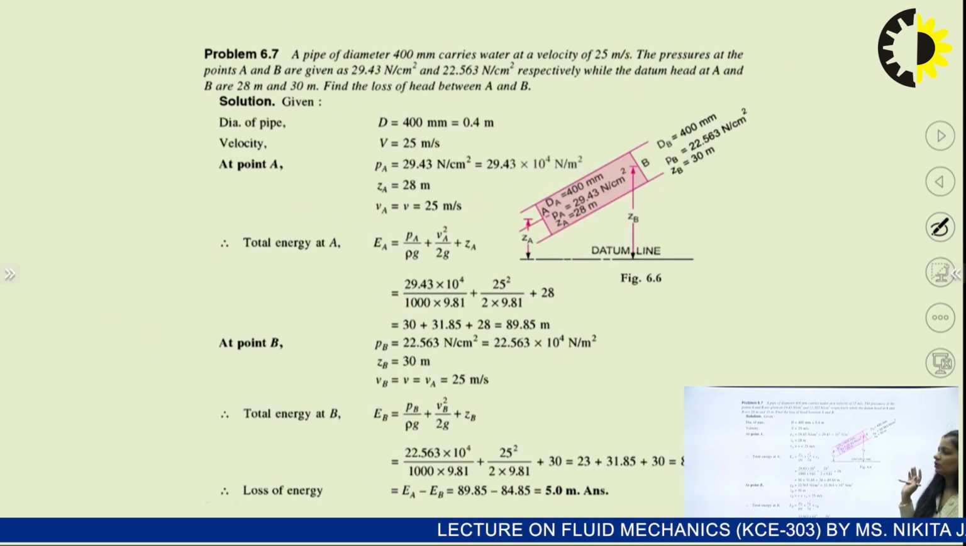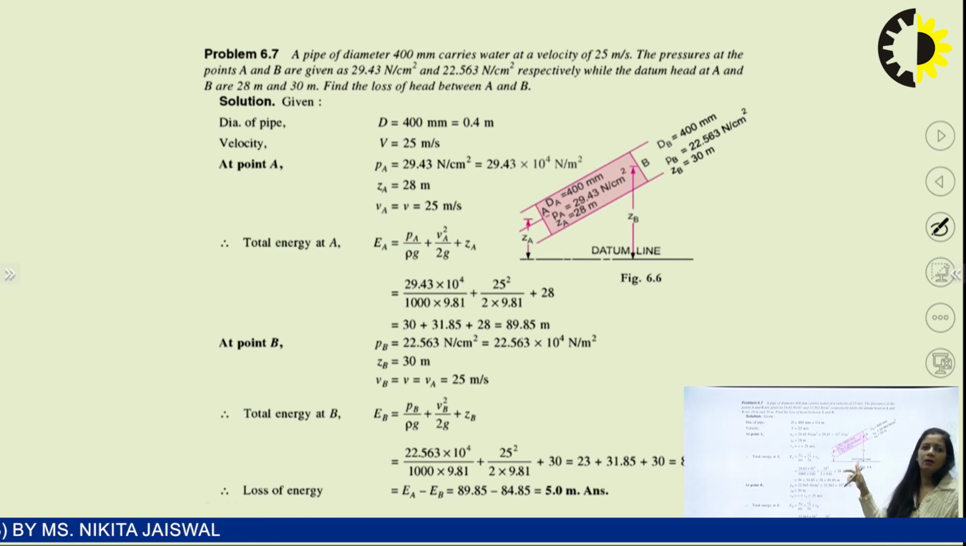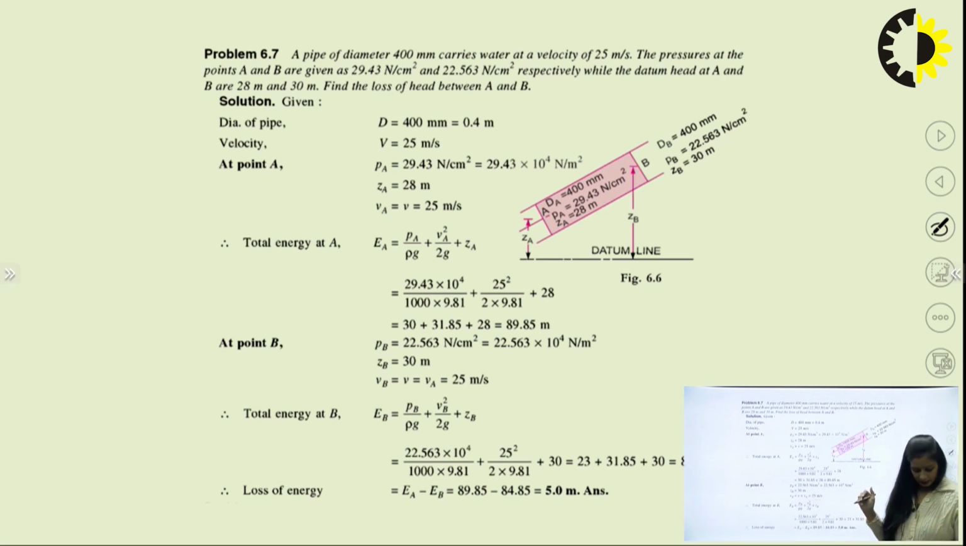Now the next question states that a pipe of diameter 400 mm carries water at a velocity of 25 meter per second. The pressures at points A and B are given as 29.43 and 22.563 Newton per centimeter square respectively, while the datum heads at A and B are 28 and 30. Okay. Now the question is asking, find the loss of head between A and B.